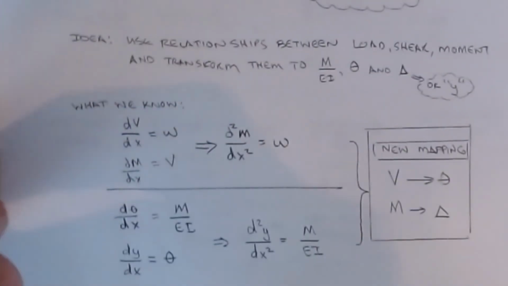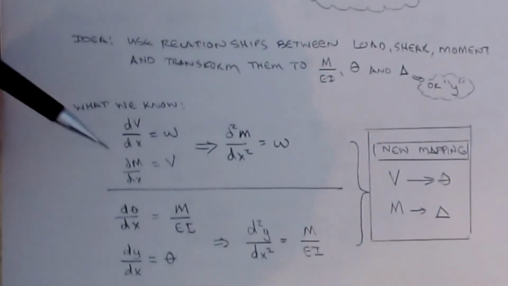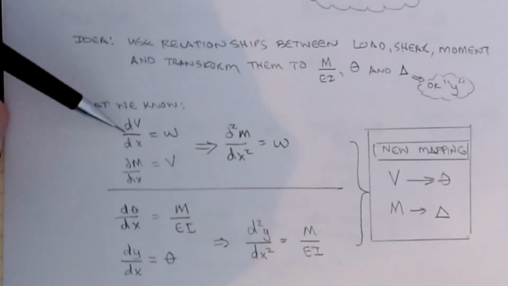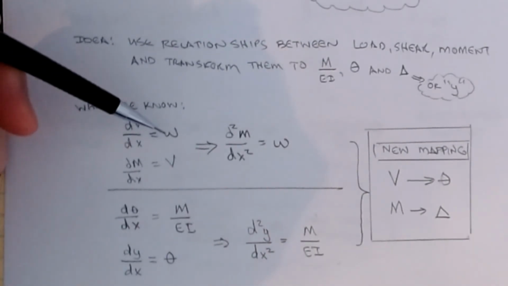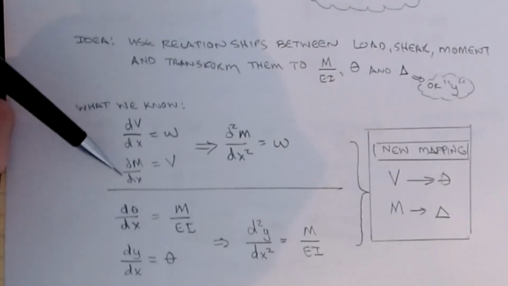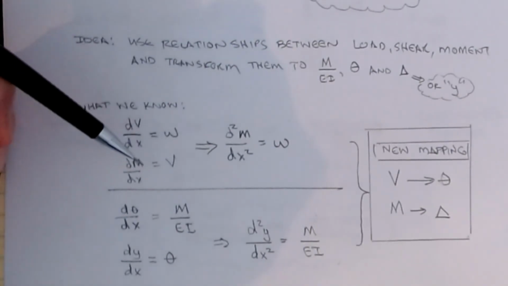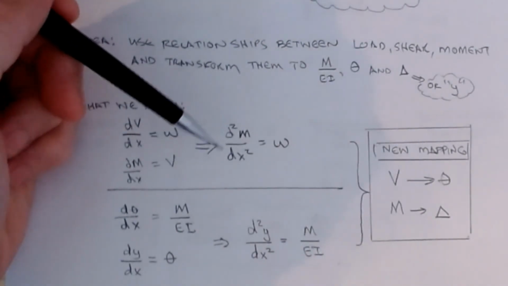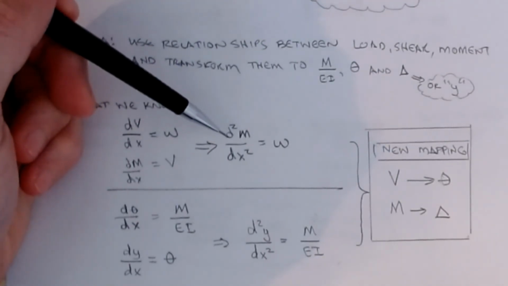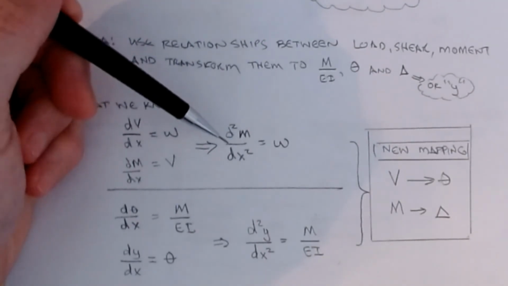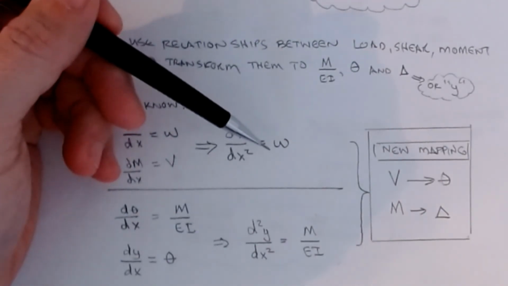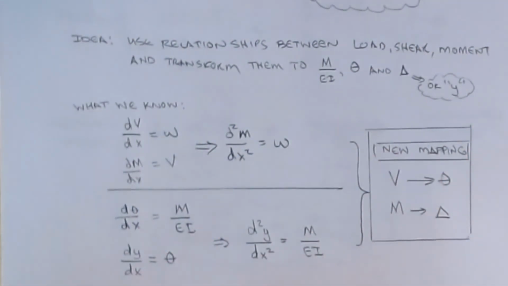So here's what we know. From our shear and moment diagram relationships, we know that the slope of our shear diagram was related to the load, and that the slope of the moment diagram was related to the shear. And so that means the moment was a second derivative. The second derivative of the moment corresponds to the load that's being applied. So that's kind of interesting.